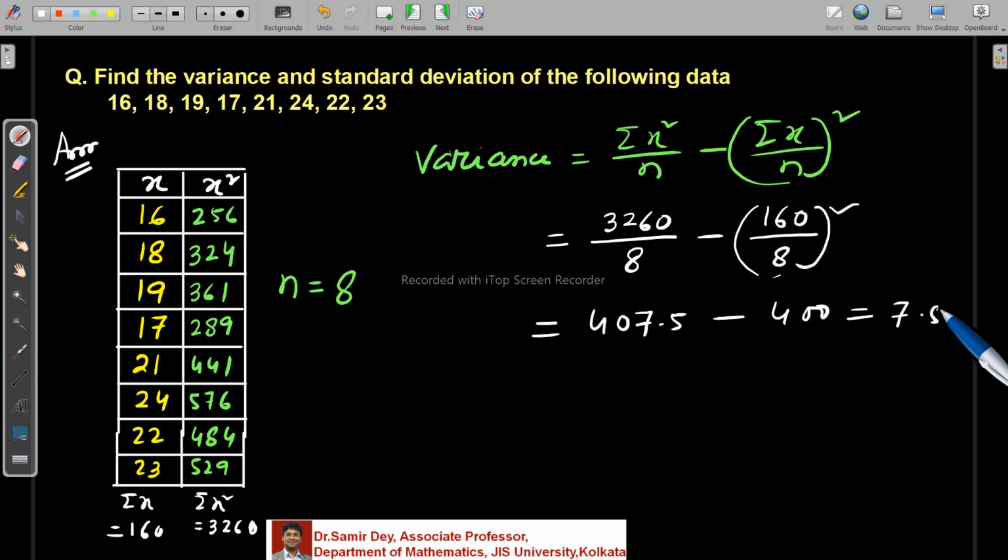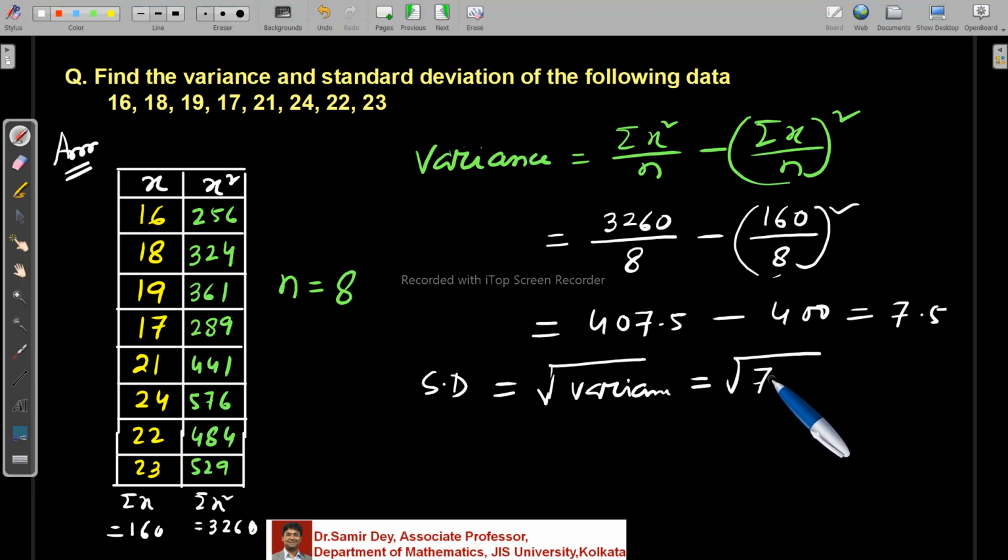So the variance is 7.5. Now standard deviation, that is SD, is the square root of variance, which is root under 7.5. The result is coming 2.736. You may write 2.74.